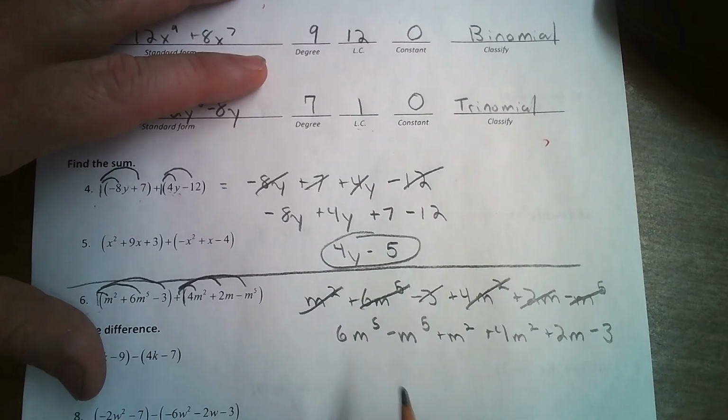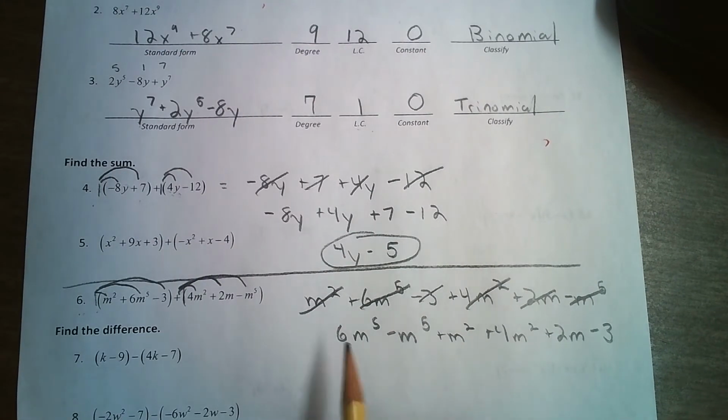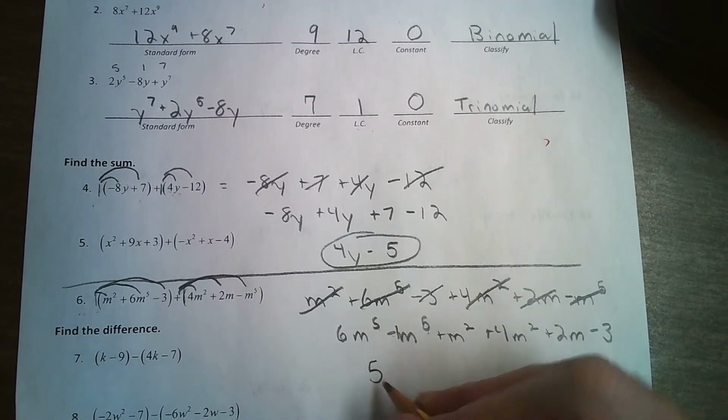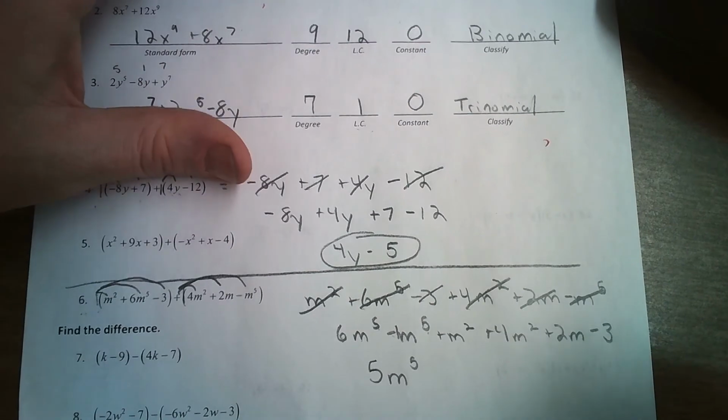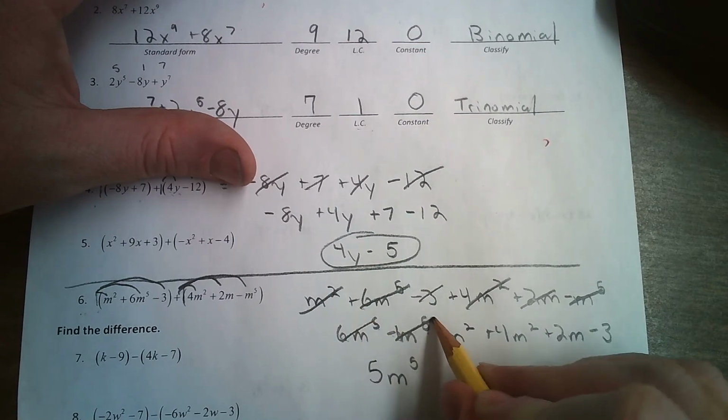All right. Now I'm going to combine my like terms. Remember, combining like terms, you just combine the coefficients and the variables are what's left over. So when you think of it, think if I have 6m to the 5th minus m to the 5th. So 6 minus 1 is 5, and I'm talking about m to the 5th. Multiplying has different rules, but when you're combining like terms, you simply add or subtract the coefficients. So those have been combined.